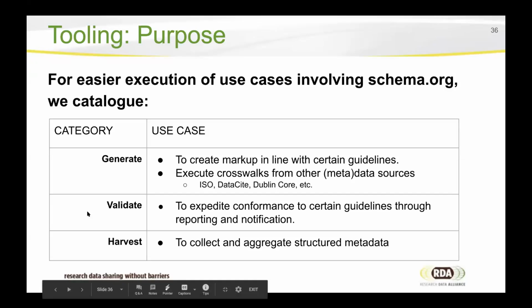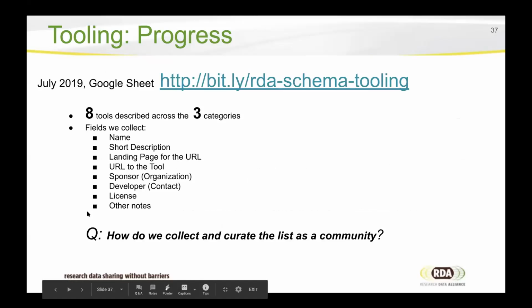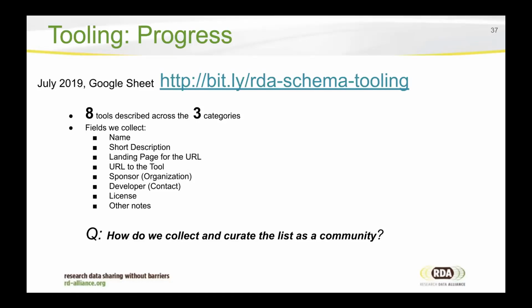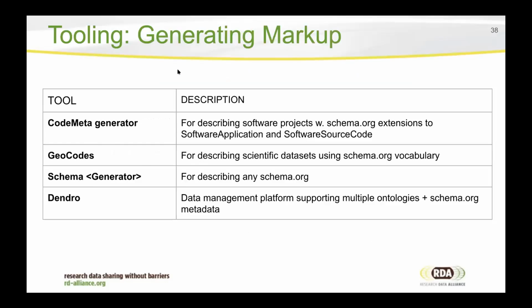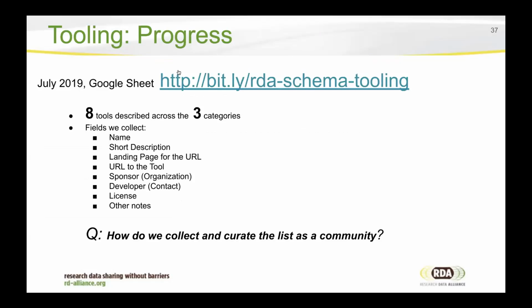Yeah, and so we started this task in the summer of 2019 and built out a Google Sheet, and you can go to it by this bit.ly link, which I guess I could paste in the chat when I get a minute. But essentially, we haven't gathered too many tools across these three categories, but we do have 8.